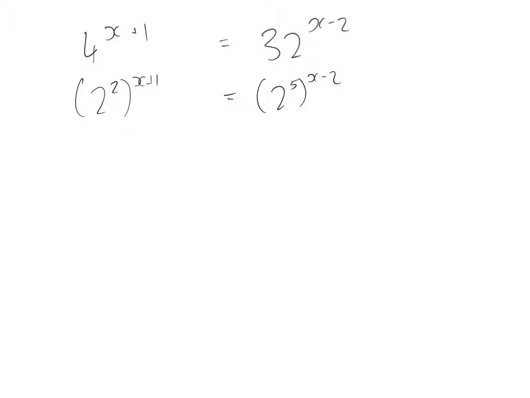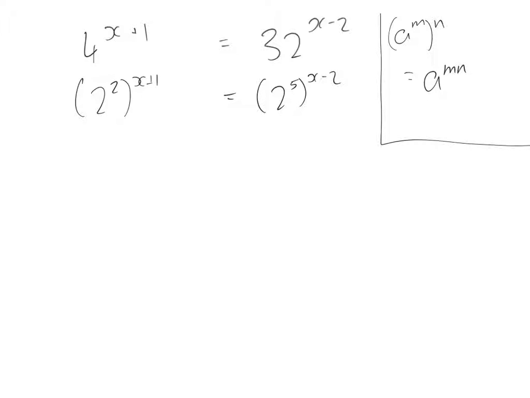Okay? Now, remember that law that I had? I'll put it up in the corner here so that you can see it again. We're going to simply now use this law here. A to the power of m to the power of n is equal to a to the power of m times n. We're just going to use that law to expand the brackets, I guess.